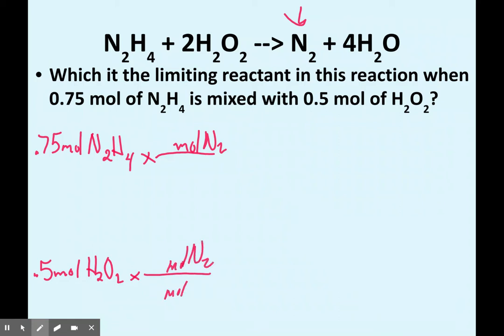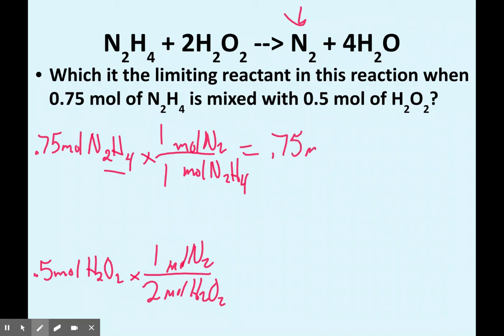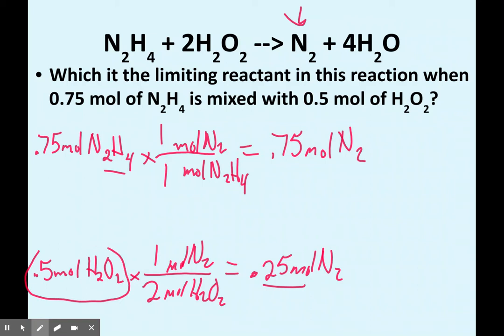And moles of H2O2 on bottom, and that's a 2 to 1. And then up here, moles of N2H4, that's a 1 and 1. So this is going to make 0.75 moles of N2, and this is going to make 0.25 moles of N2. So this is the least amount made. So my limiting reactant is the 0.5 moles of H2O2.